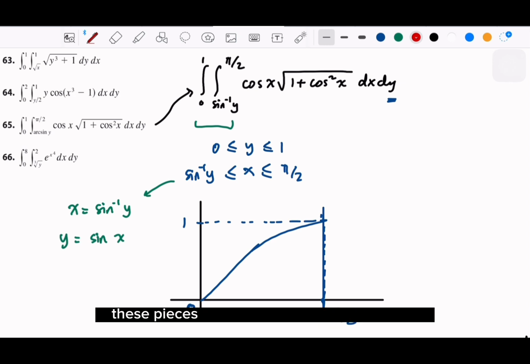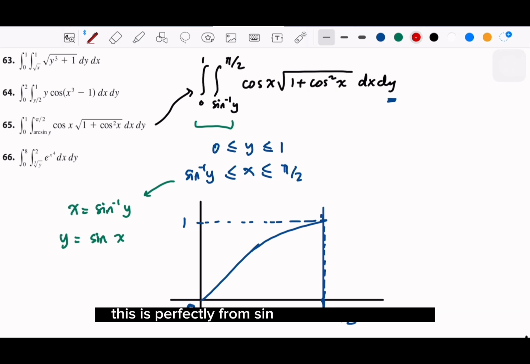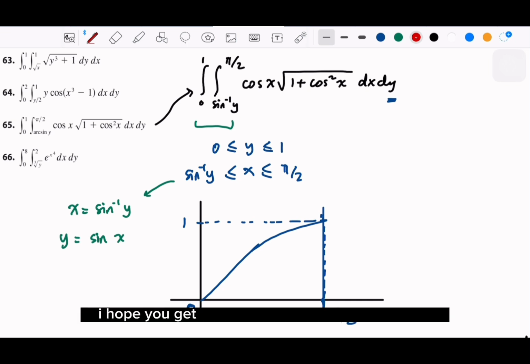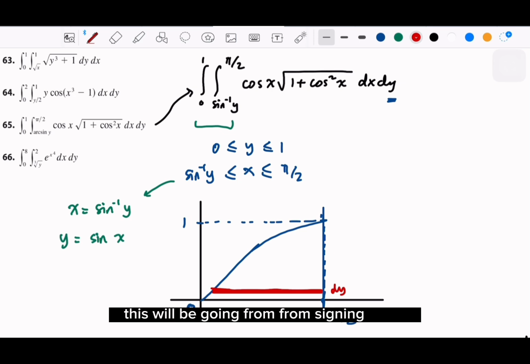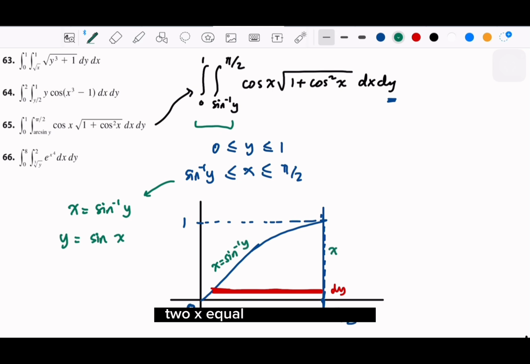Okay? This piece is going to be the dy. So we start from here, and if you take from this part and then take it to 1, we could get this part here, right? This is perfectly from sine inverse, or sine x, to pi over 2, right? Okay? I hope you get my point. So this red color that I drew in the previous section as well is describing your small delta, or the d. Okay, this is going to be the dy, as mentioned here. Okay. This will be going from sine inverse y to x equal pi over 2.